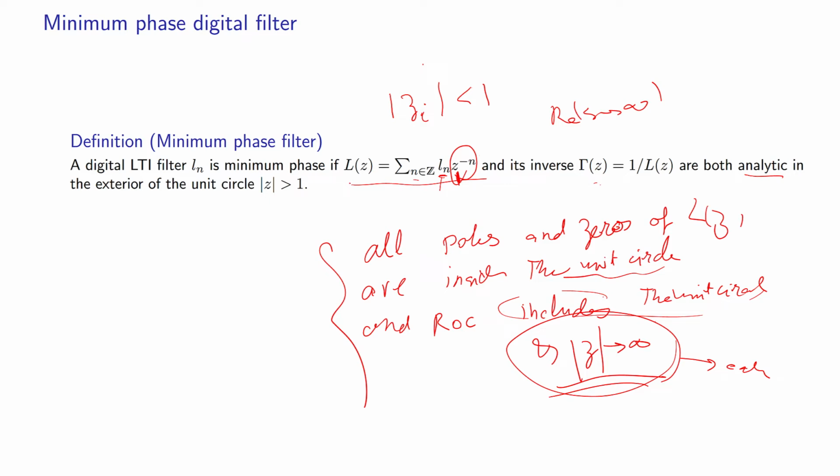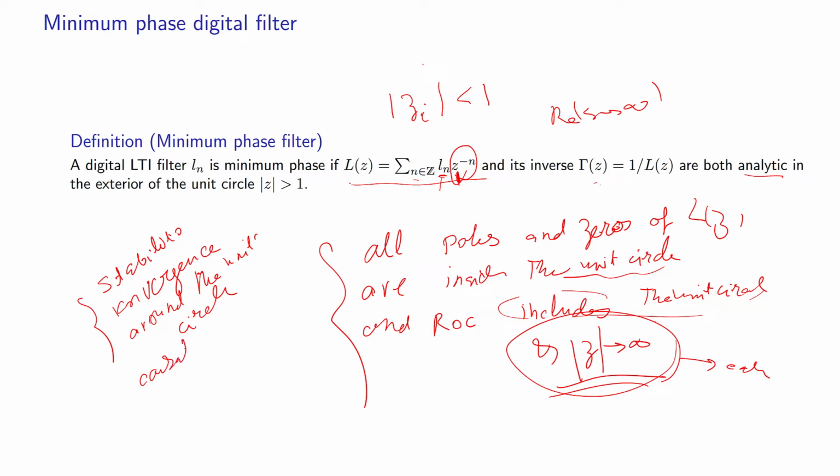So stability is the convergence around the unit circle, and causality is the convergence when the magnitude of Z is large. So this is for discrete time signals.